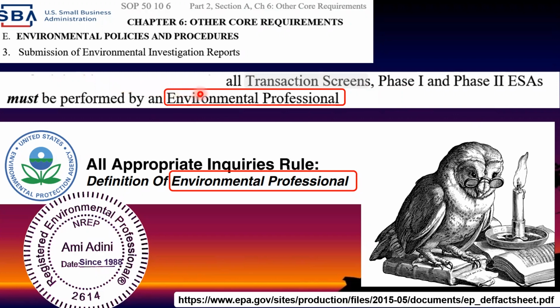So who or what is an environmental professional? And the SBA, being a U.S. government administration, of course, yields to the EPA, the United States Environmental Protection Agency, to tell us who or what is an environmental professional. And they have a special rule, and in it there is a definition. If you go there and put in the search words, EPA, environmental professional, it will take you there, and you'll see a couple of pages full of characteristics of the environmental professional.